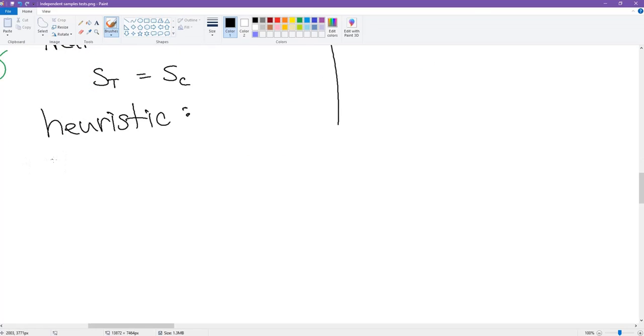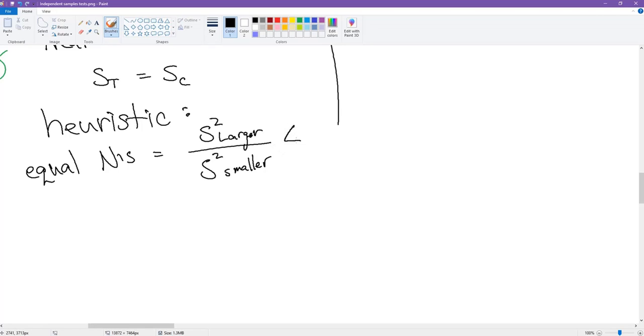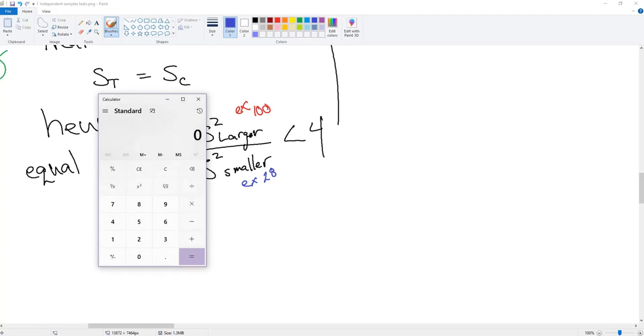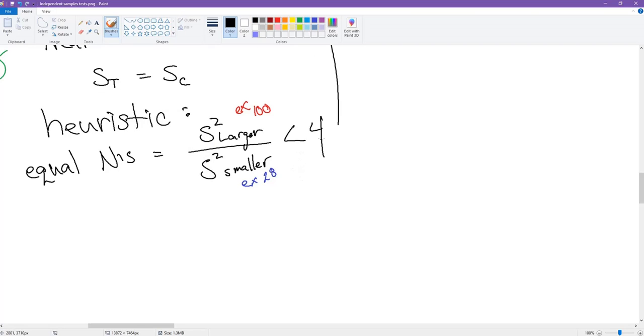What are you supposed to do? Well, if you have equal sample sizes, or equal n's in both groups, you take the variance that is larger divided by the variance that is smaller, and you're hoping that that number is less than 4. If, for instance, we ended up with a variance in our treatment group of 100, and a variance in our control group of 28, well, let me pull up a calculator. 100 divided by 28 is going to get me 3.5714, and then I'm going to give up after 4 decimal places. But that is less than 4.